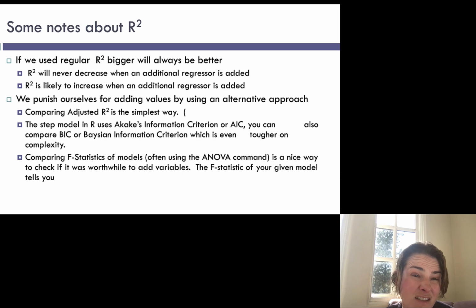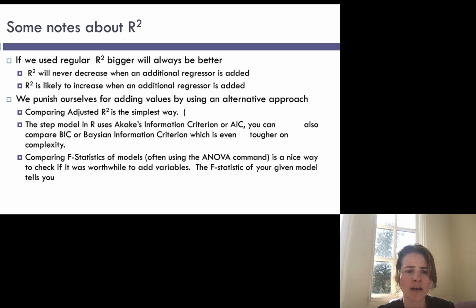At its simplest, this is a simple way to try to punish yourself for adding additional variables if they don't add value to your model. So comparing adjusted R squared kind of penalizes your R squared for the additional variables. Other approaches can penalize even more for these additional variables, such as Akaike's information criterion. This is what the stepwise regression model uses. So did additional variables add additional useful information is essentially what this asks, and it has a process for doing that, and it measures whether it does or not.